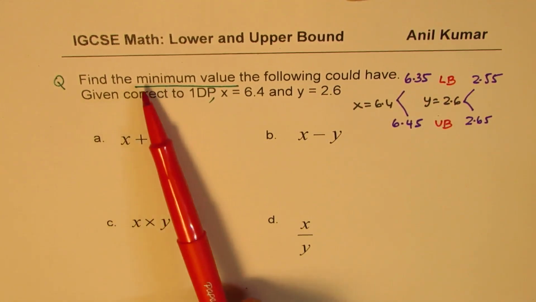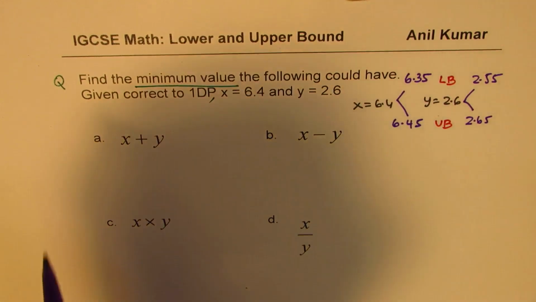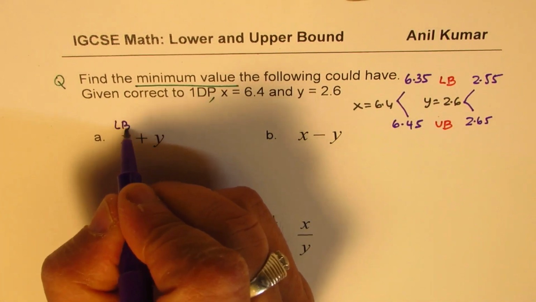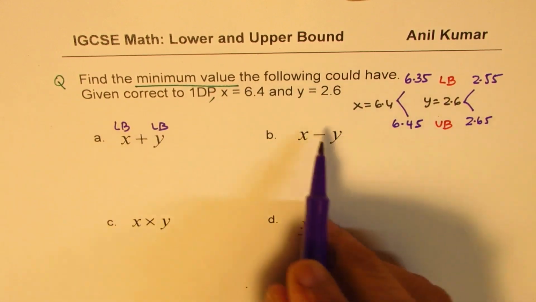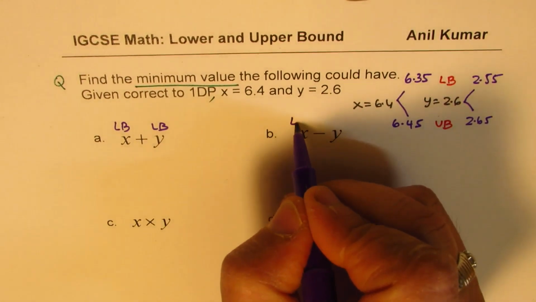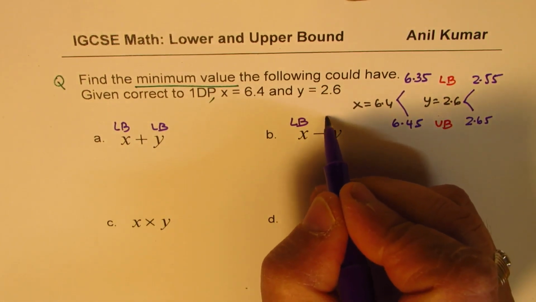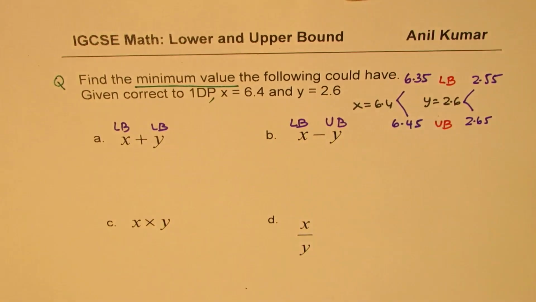Now we need the minimum value. So if you need the minimum value for addition, what should you do? Well, we should add their lower bound values, correct? If you need the minimum value in subtraction, then for x we have to look for the lower bound, and for y we have to look for the upper bound. Does it make sense to you?